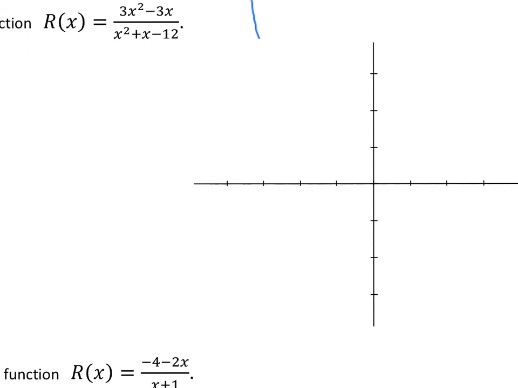All right. So now with again 3x squared minus 3x over x squared plus x minus 12. So where's our horizontal asymptote? At 3, good.